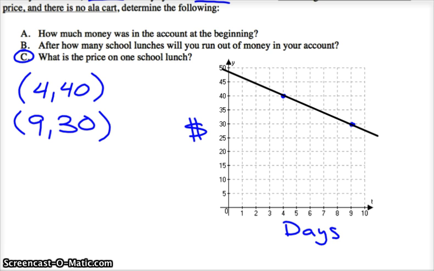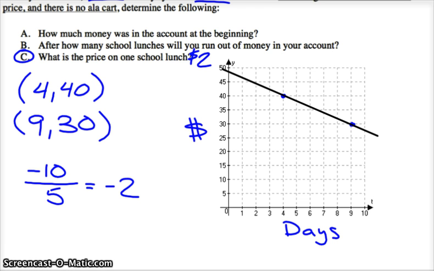C says, what is the price of one school lunch? If you'll notice, the price per lunch is going to be our slope, our rate of change. We can find that pretty easily because we know that our change in y over our change in x is going to be our slope. So our change in y from 40 to 30 is going to be minus 10. And our change in x from 4 to 9 is going over 5. And so that's going to equal negative 2. What that negative 2 means is that for every day, every lunch I buy, I'm going down $2. And so my price per meal is going to be $2.